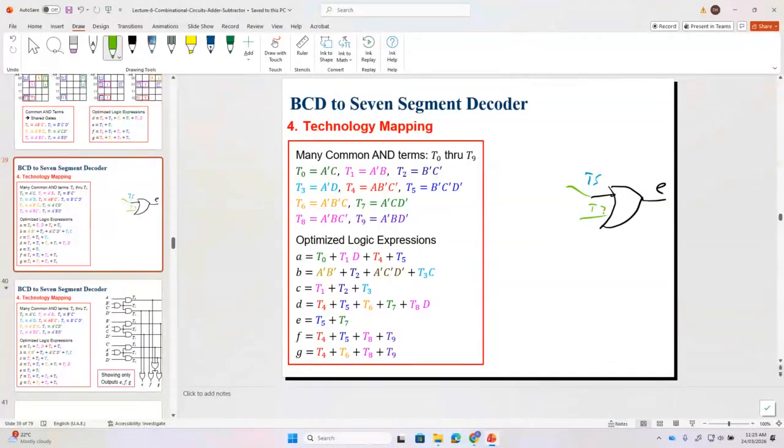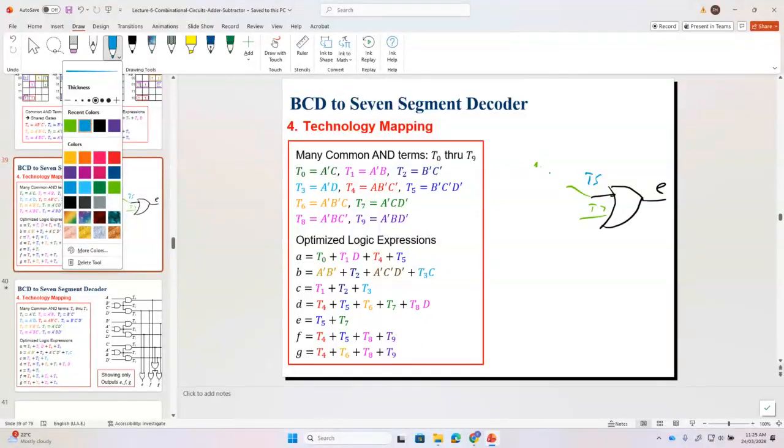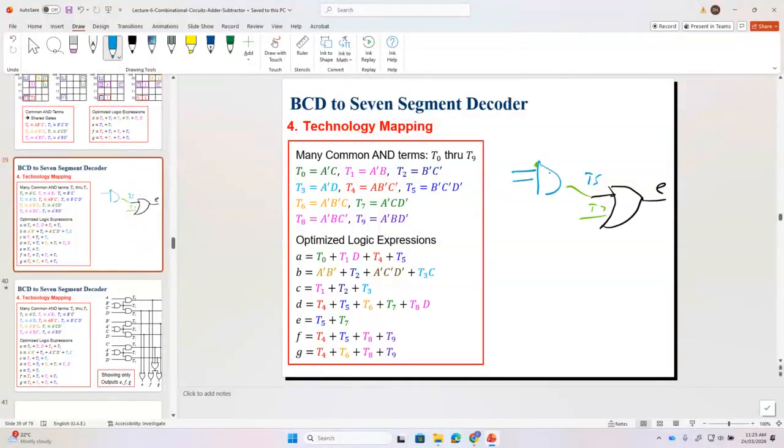Okay, B bar, C bar, D bar. So we have an AND gate here, the blue color. Since we have B bar, we have an inverter for B. And then we have C bar, and then D bar. Any question? Professor, we can minimize it by pushing the NOTs through, yeah?